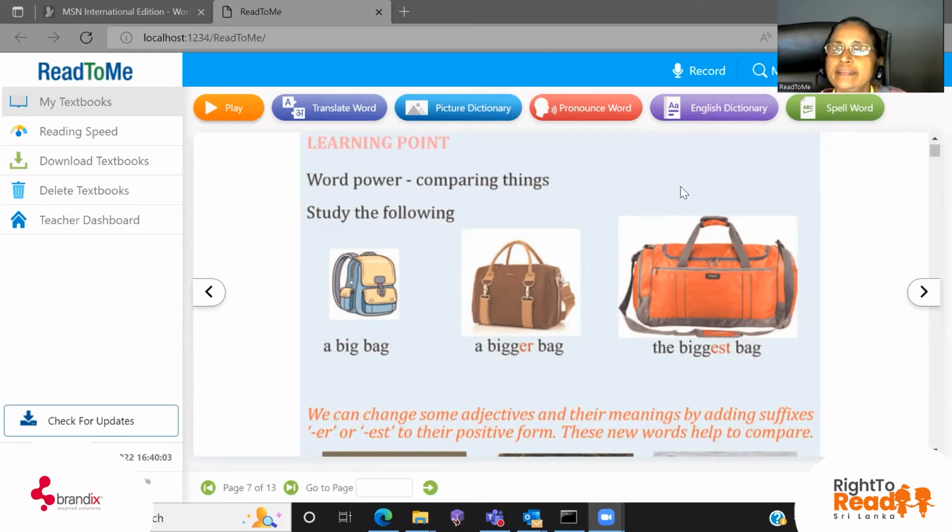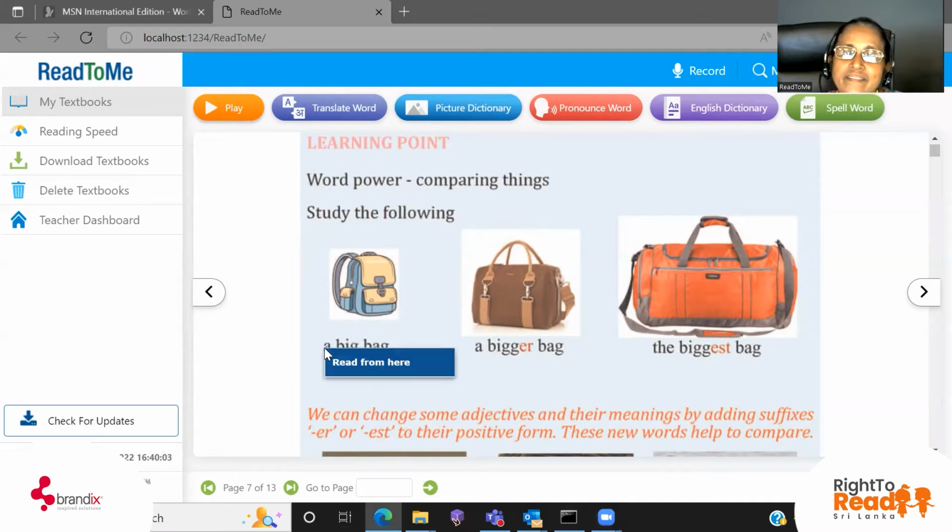Okay, today we are going to learn how to compare things. You can see three bags of different sizes here. Look at them. This is also a big bag. Here, another. Today we are going to learn how to compare things.